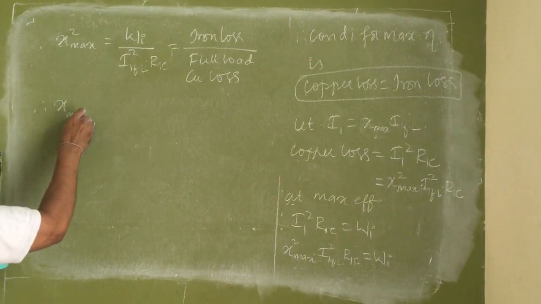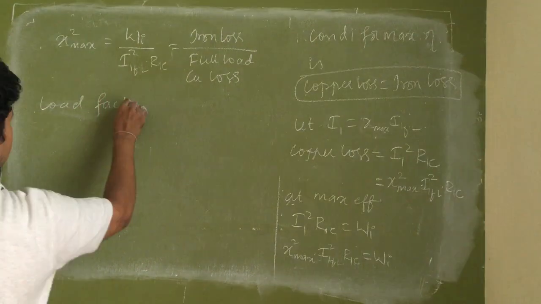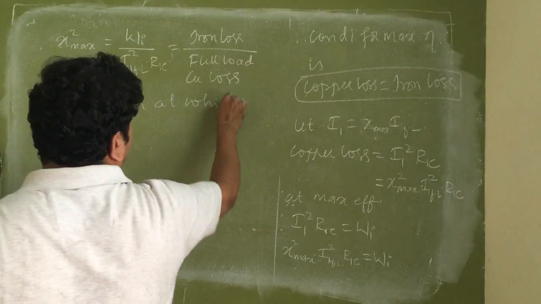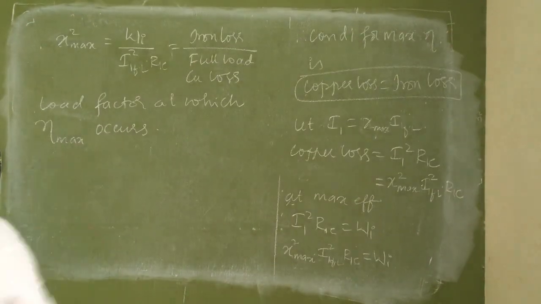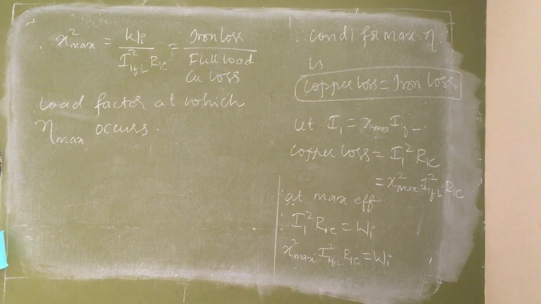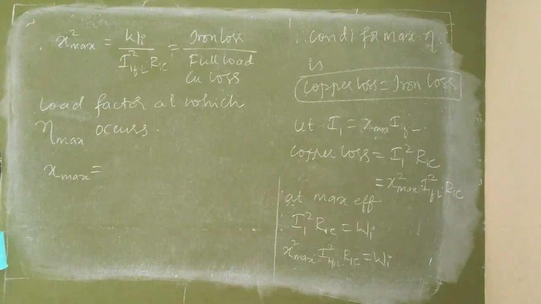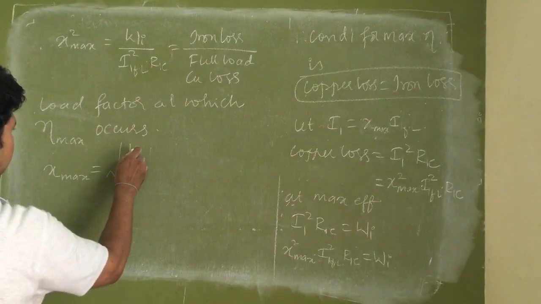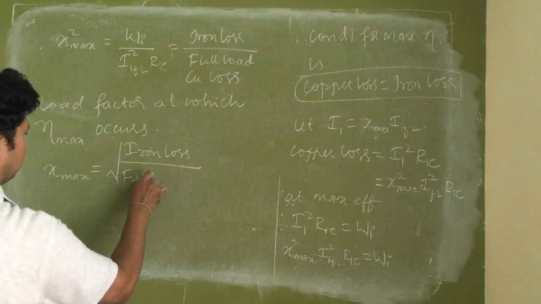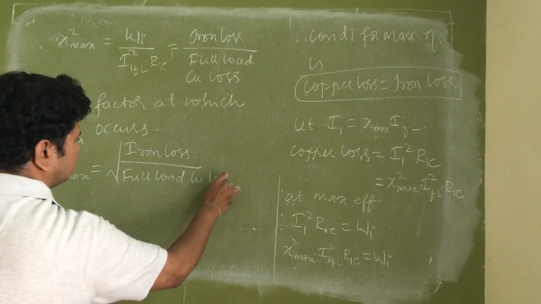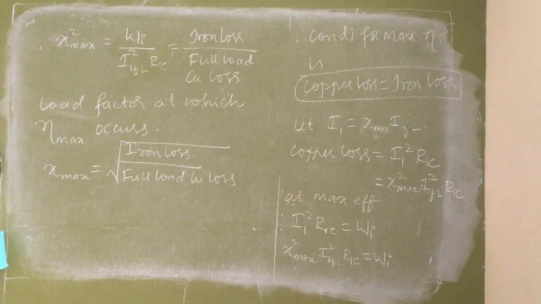Therefore, x max, or the load factor at which maximum efficiency occurs, is x max equals under root iron loss divided by full load copper loss. Okay, iron loss divided by full load copper loss.